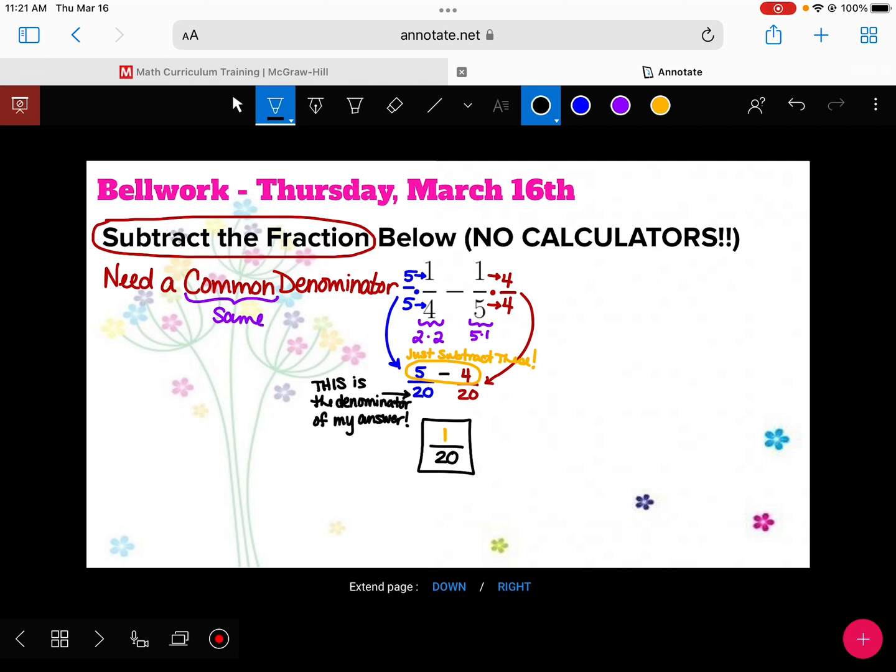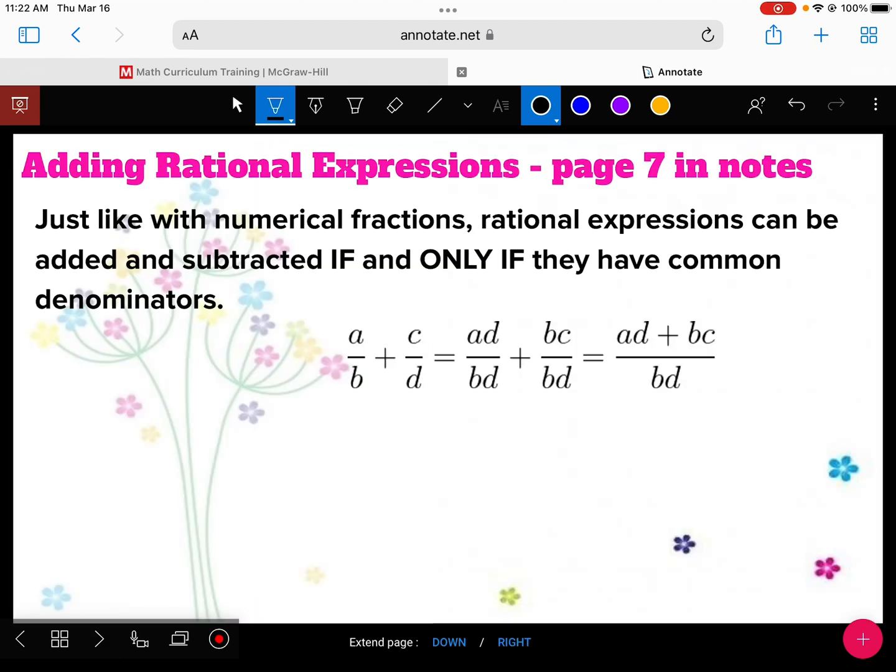All right. What did we do on the bell work yesterday? We added fractions. What did we need to be able to add fractions? We had a common denominator. So just like with subtracting, we need a common denominator when we are adding fractions together. That's going to hold true when I do this with rational expressions. Go ahead and grab your notes for me. We're going to be on page 7 in your notes.